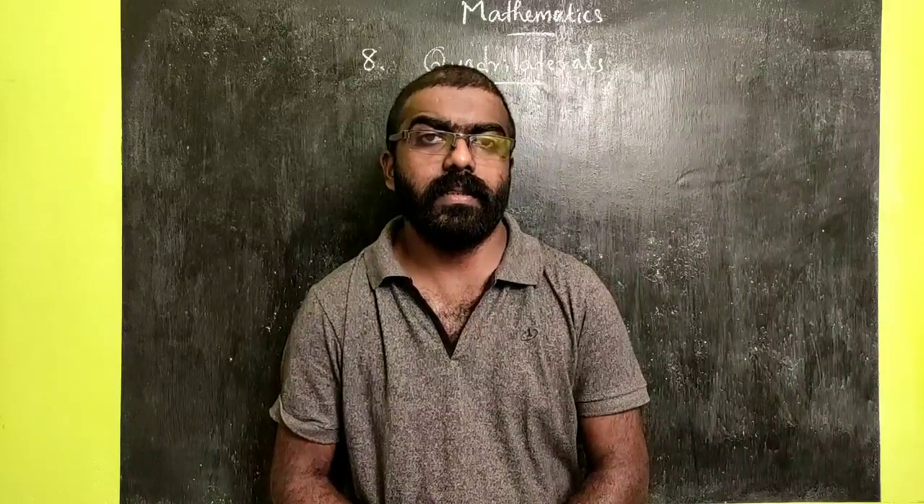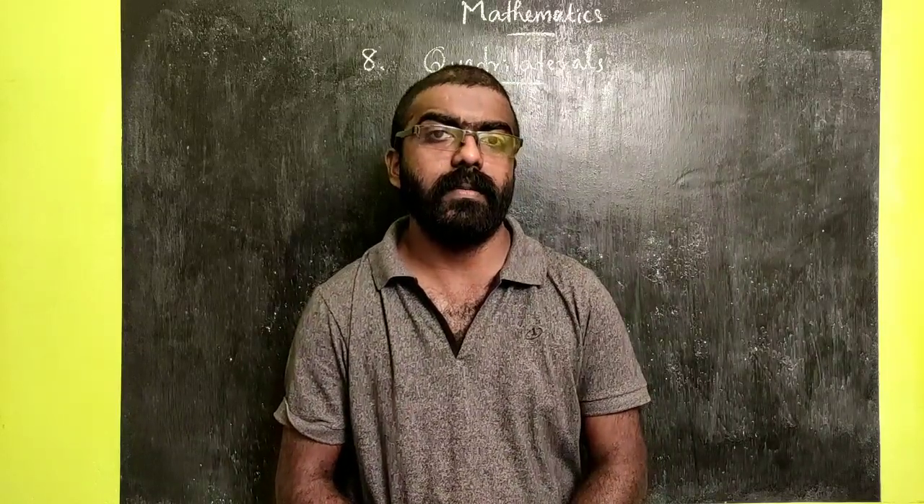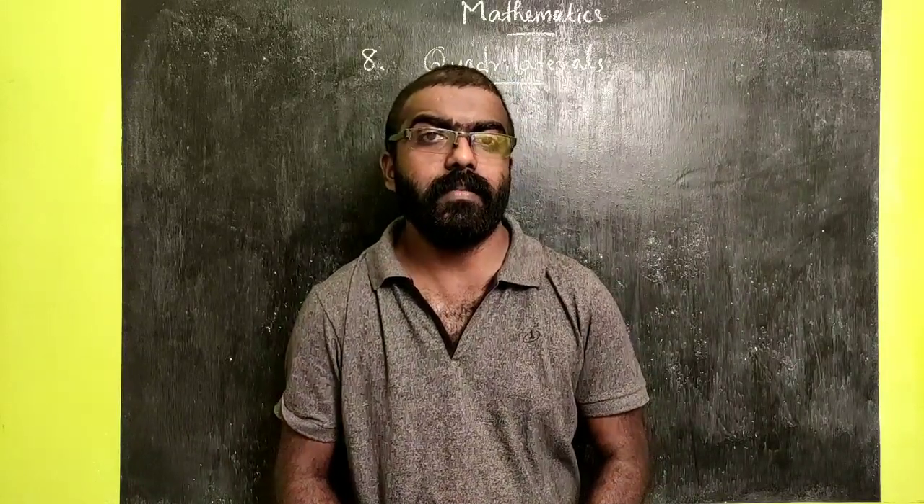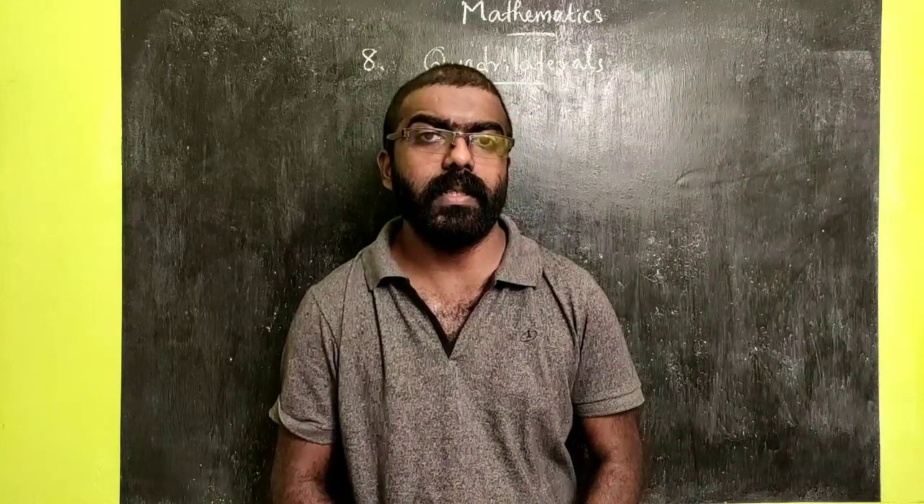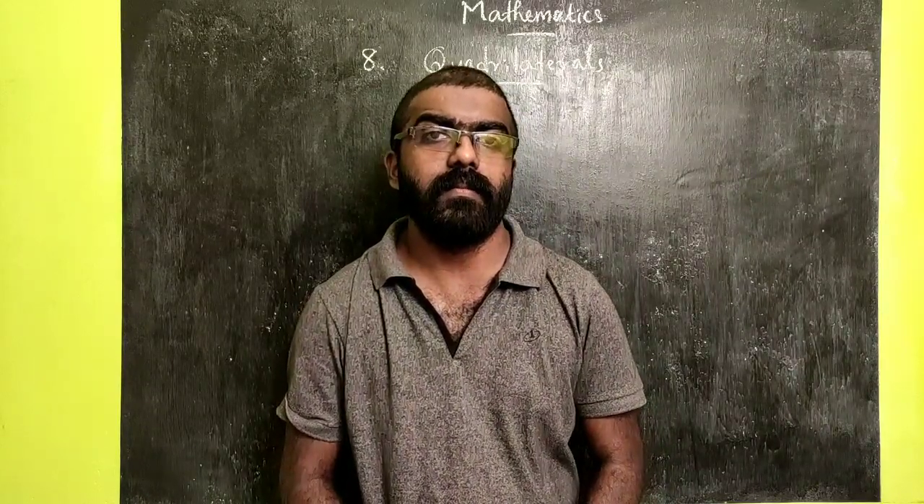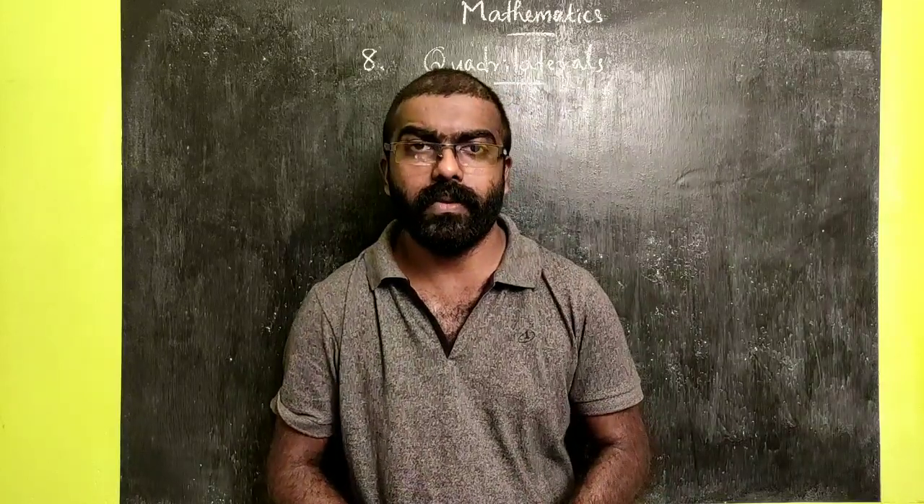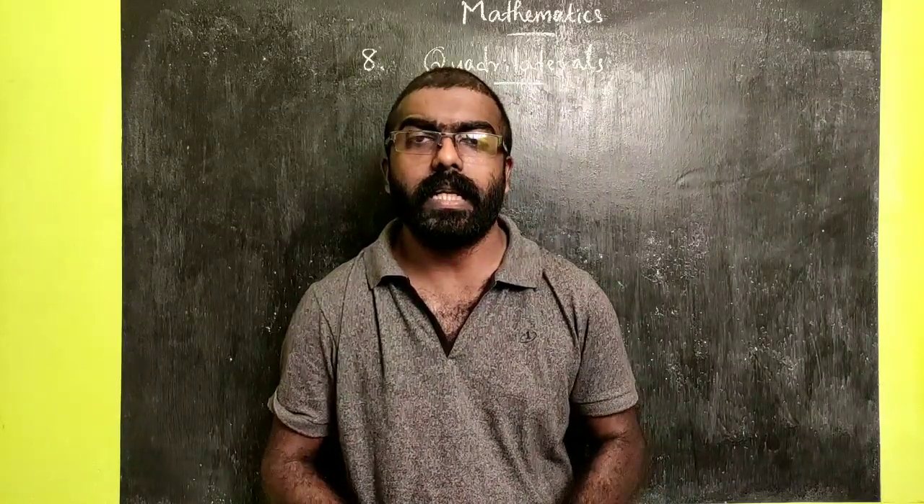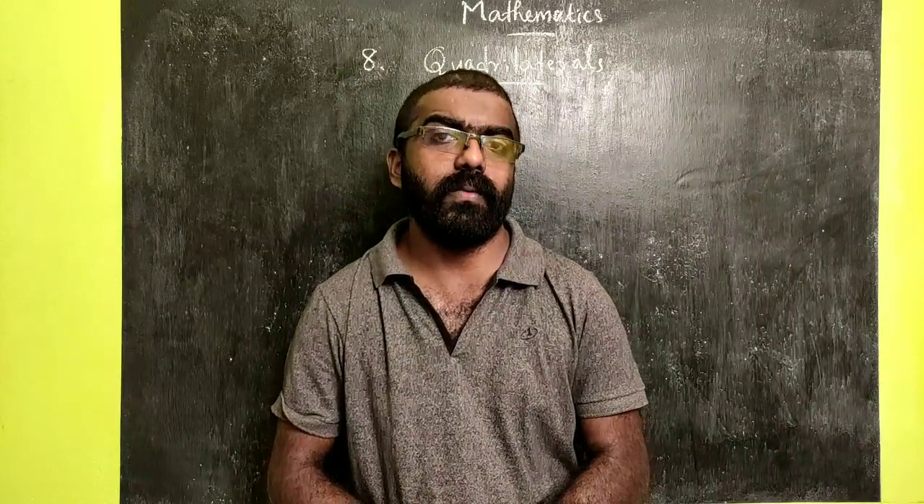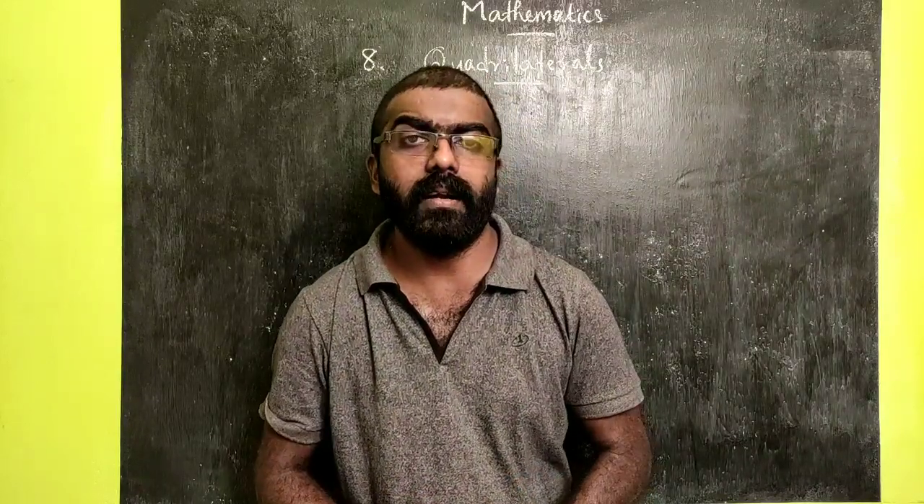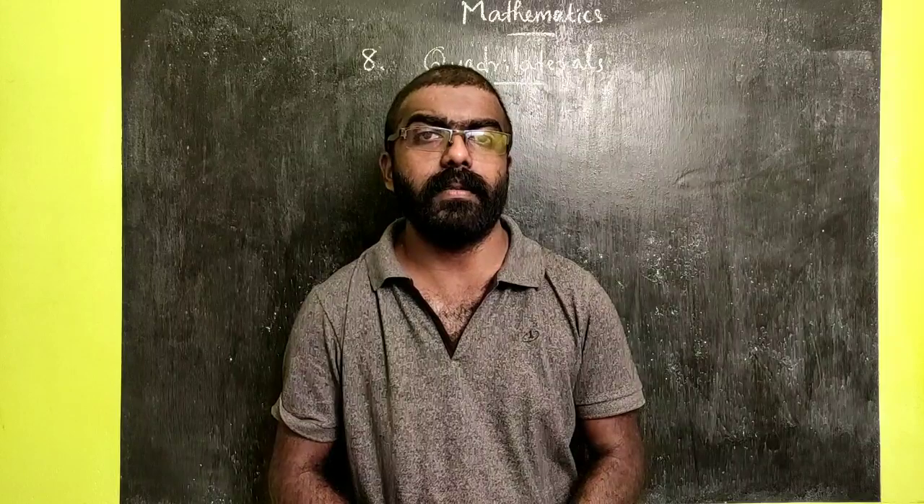Today we shall discuss the new topic, quadrilaterals. It is the 8th chapter of the NCERT class 9 mathematics textbook. Let's start. You all know what a quadrilateral is. A quadrilateral is a four-sided polygon. It has four sides, four vertices, four angles and two diagonals.